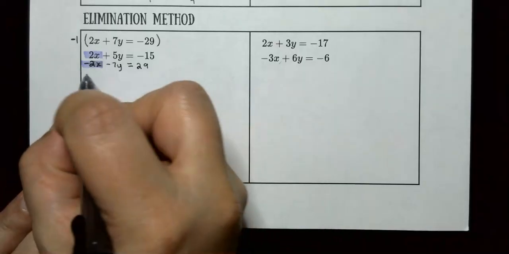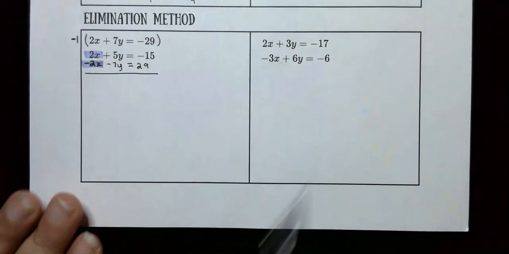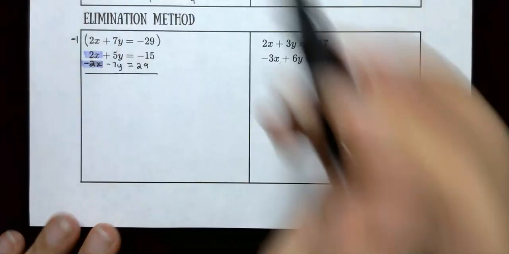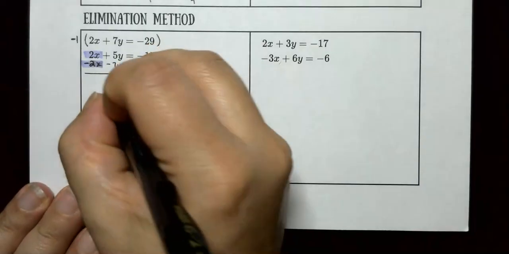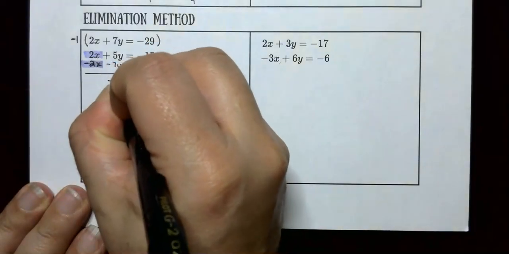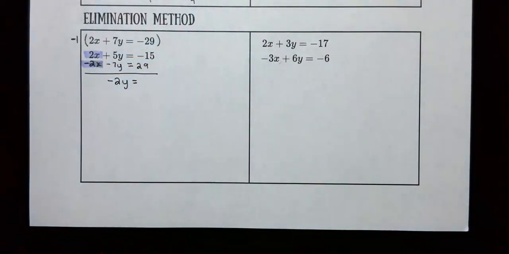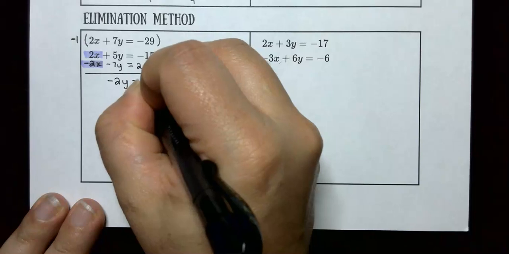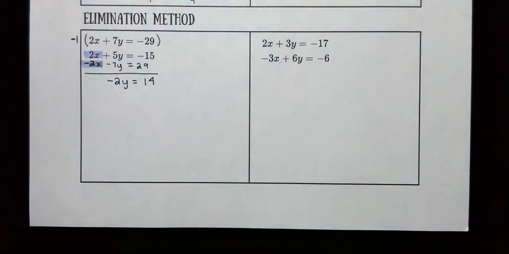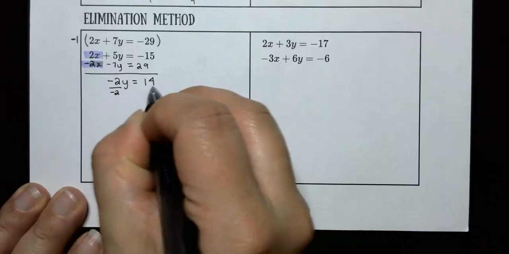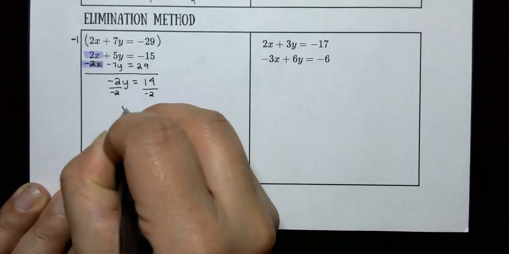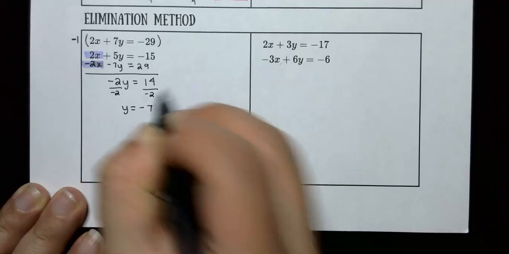I'm going to draw my line. This becomes 0. I'm just going to leave it alone. 5 minus 7 is a negative 2y is equal to, and if I take negative 15 and add 29 to it, it is going to give me 14. I have an equation I can solve for y, so let's divide both sides by negative 2. And we get y is equal to negative 7.